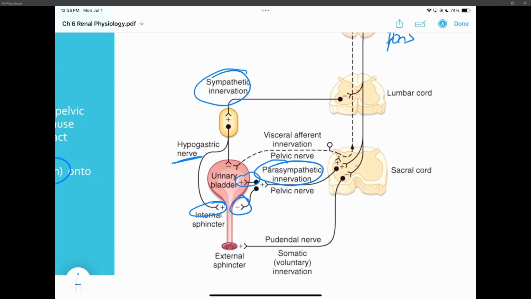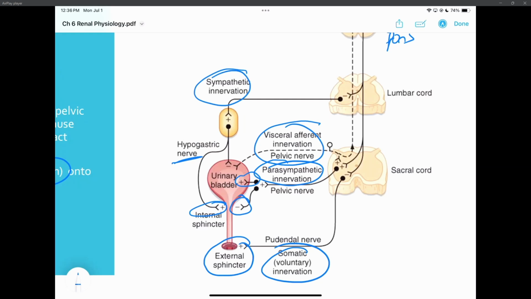Here are your visceral afferents, which again are sending the signals to the brain, to the pons, to give you status on your bladder and how full it is. So that's your afferents going to the brain, and the efferents through the pelvic nerve and your hypogastric nerve control your internal sphincter. The external sphincter is under somatic or voluntary control, and that's with the pudendal nerve.